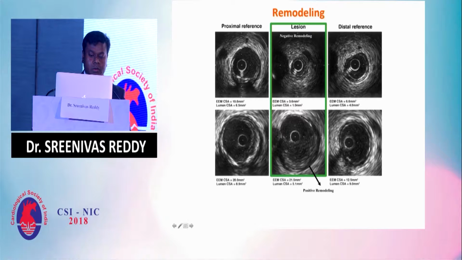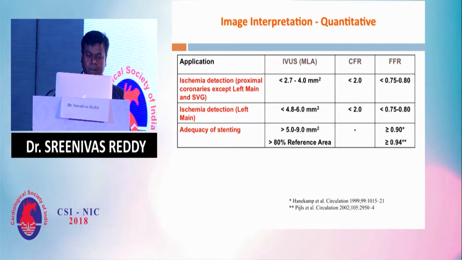So look at this, you have a proximal reference like this, it's a negative or constrictive remodeling, and this is the distal reference. In the second example, you have a large lumen, which is a positive or expansive remodeling. And this is the clinical application of that. If you have an IVUS MLA less than 2.7 to 4 mm square, it corresponds to a coronary flow reserve less than 2 and an FFR of 0.75 to 0.8. For the left main, 4.8 to 6 mm square corresponds to a coronary flow reserve less than 2.